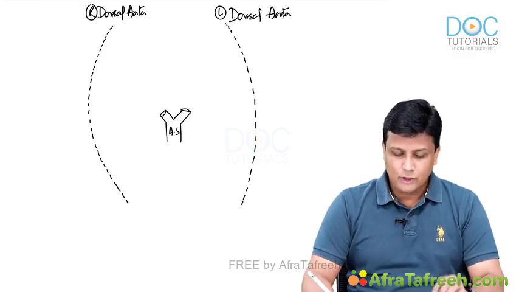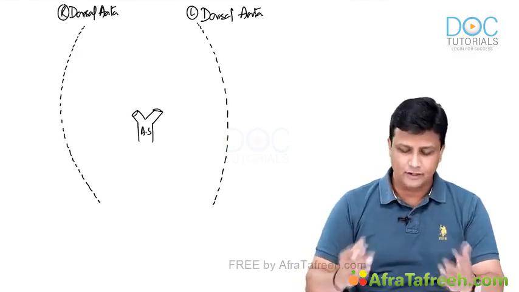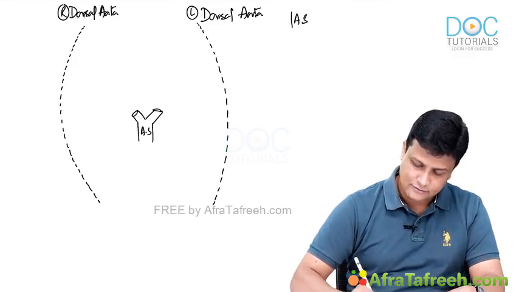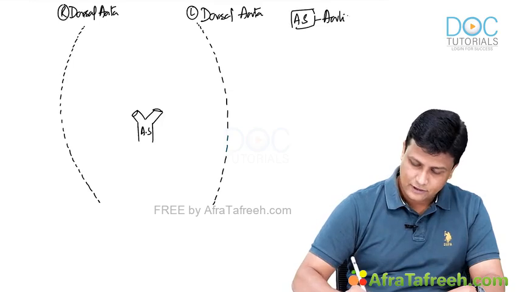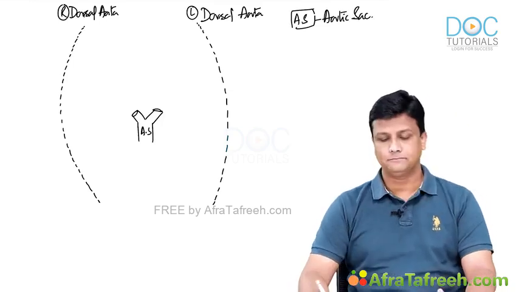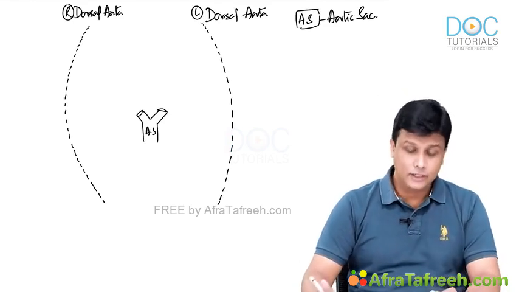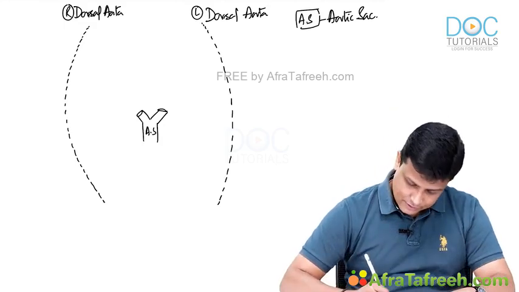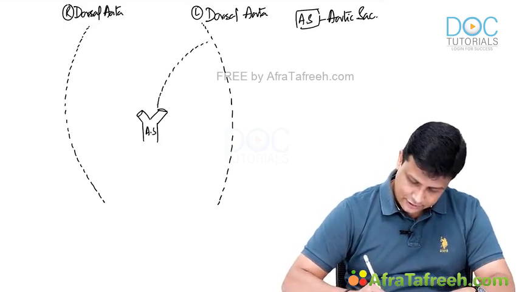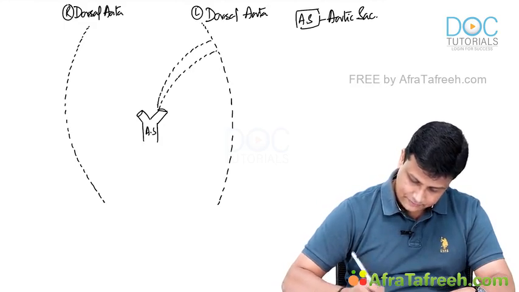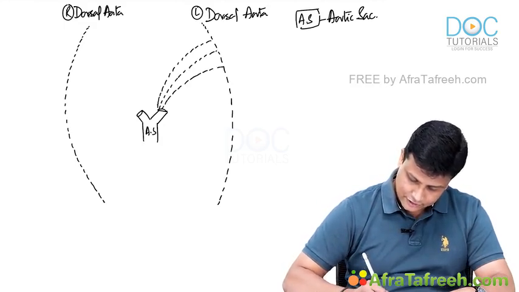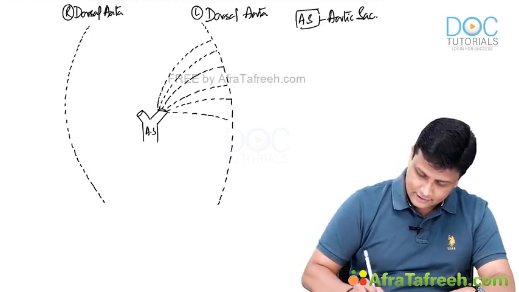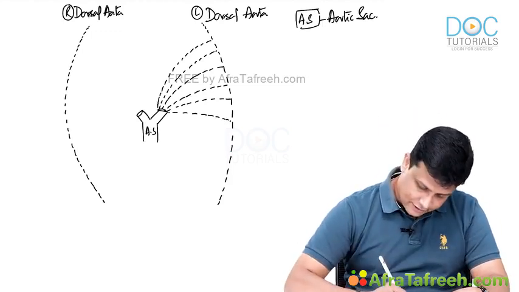I request you not to write down nearby. Why? Because there are so many arteries and so many structures going to come there. So please write it a little bit away here. AS stands for aortic sac. Perfect. Now how is this aortic sac joined along with the dorsal aorta? With the help of arch arteries. And how many arch arteries do you have? 6 of them. So this will be the first arch artery here, second arch artery, third arch artery, the fourth arch artery, fifth arch artery, and the sixth arch artery here. And exactly the same on the other side also.